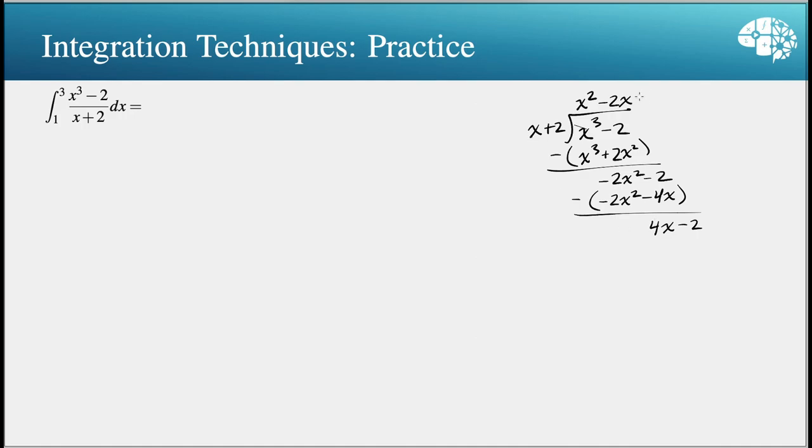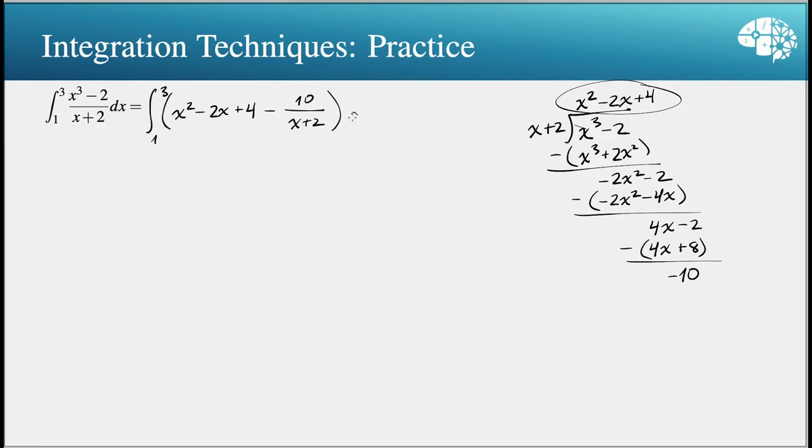4x divided by x is a positive 4, and multiply the 4 by the x plus 2. So we have 4x, and then 4 times 2 is 8, and we subtract. So the 4x's cancel. Now we have negative 2 minus 8, which is negative 10. And since that has a lower degree than x plus 2, we're done with our division. So now we are integrating from 1 to 3. We have this quotient, x squared minus 2x plus 4, and then the remainder, negative 10 over the divisor of x plus 2.